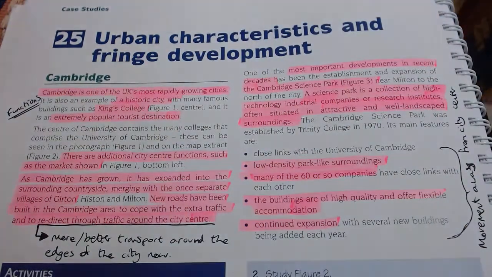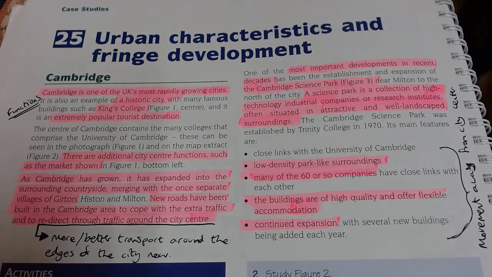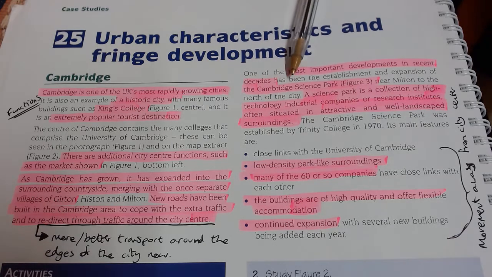Now we've looked at business parks and science parks. A science park is a large area outside of a city where a lot of modern tech companies will set up, pharmaceutical companies and so on.